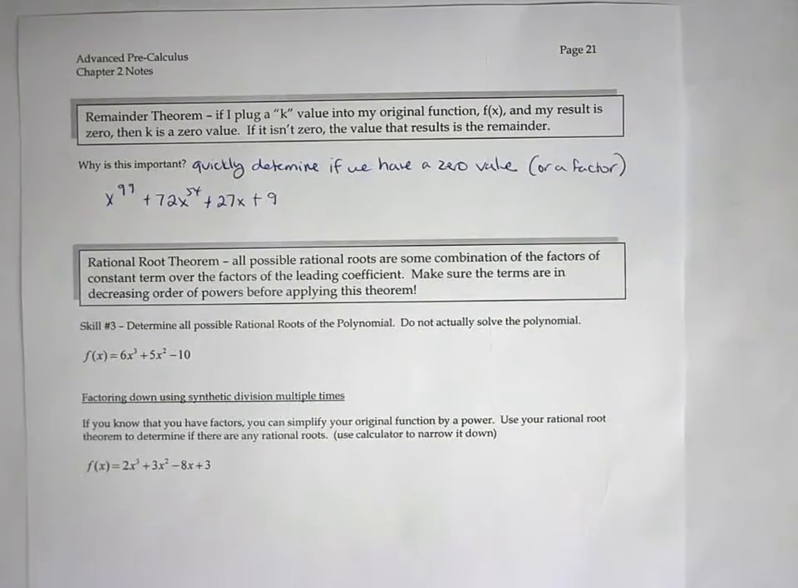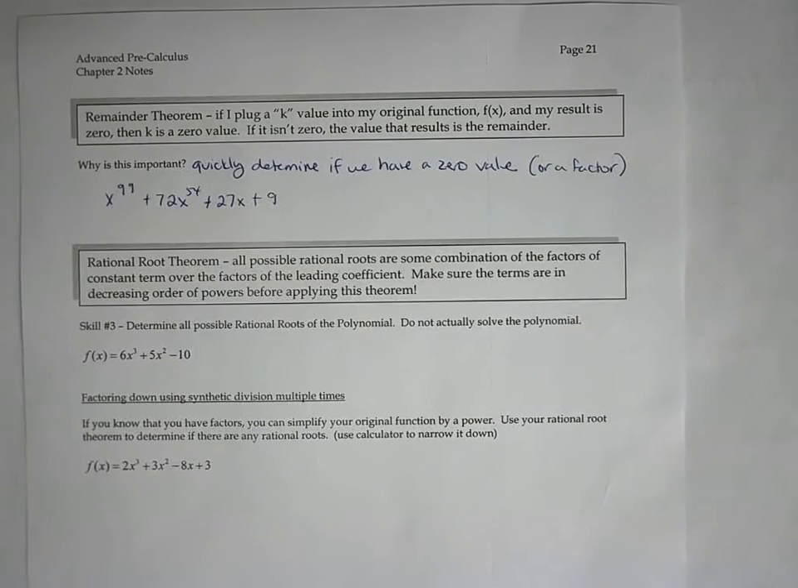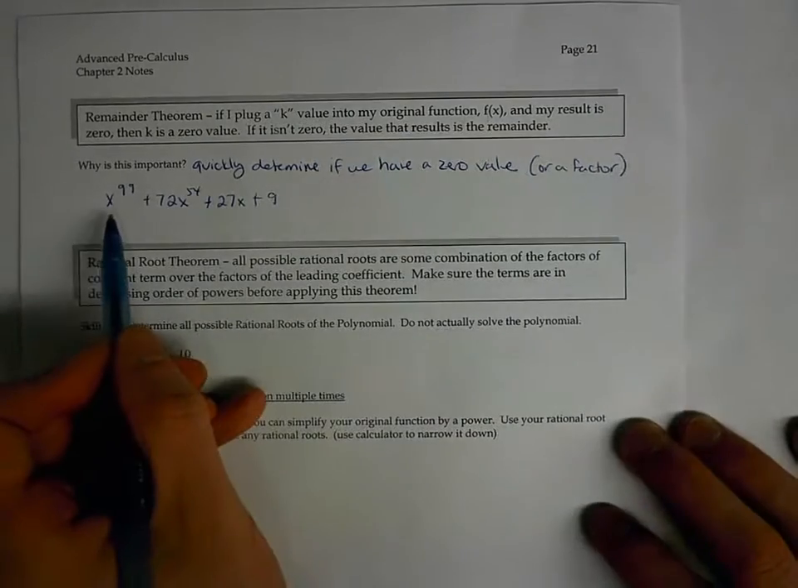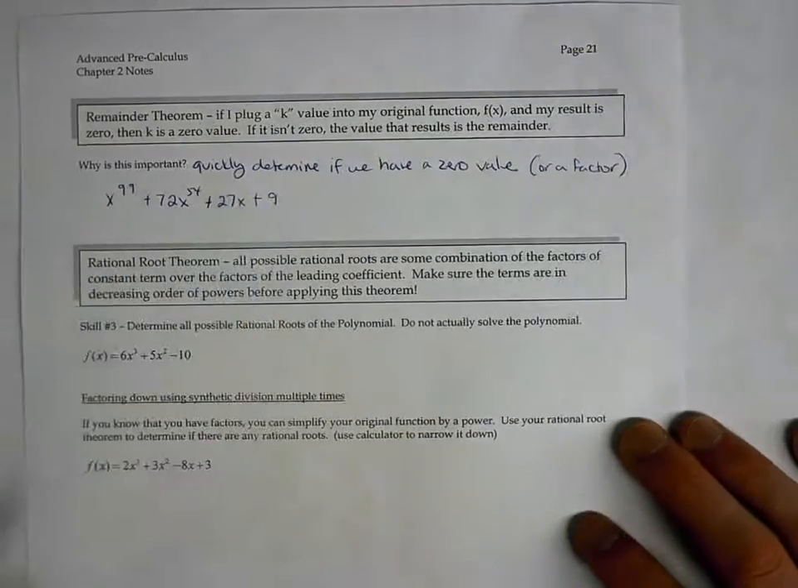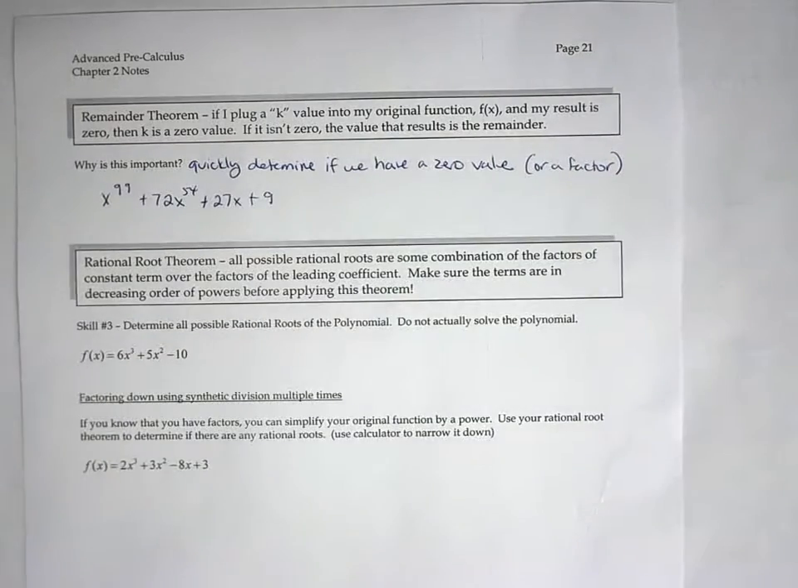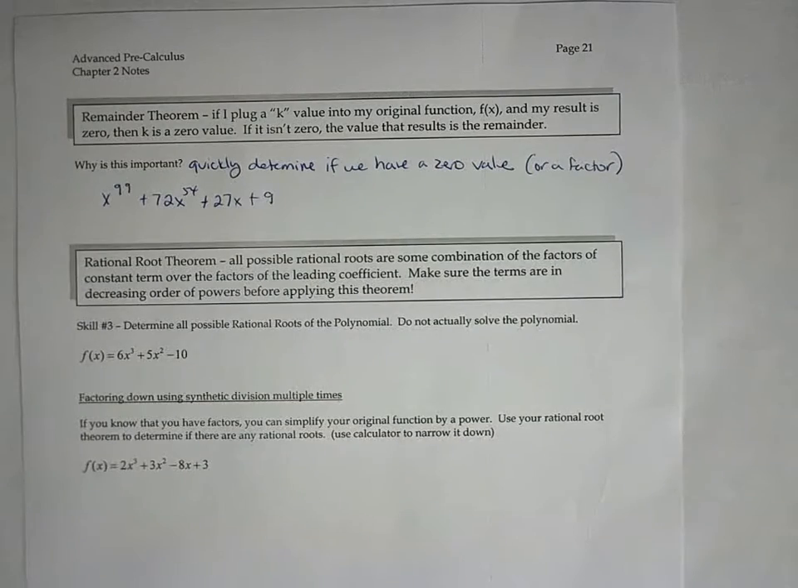But if I'm saying, okay, I've got x is equal to 1, I want to know, is that a 0 value? You'd plug 1 into the equation and see, do I have a 0 value because the result's 0, or do I get something else, which then tells me I'm going to have a remainder.